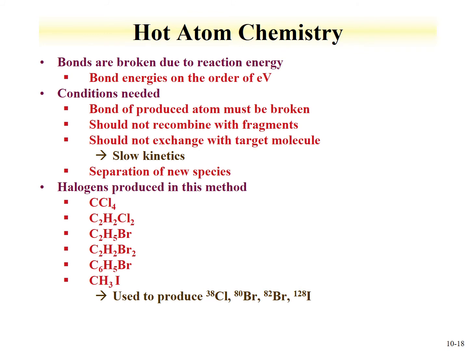And then once the bonds are broken, they shouldn't recombine with fragments, and there should not be exchange with the target molecule. The kinetics of exchange should be slow. So again, with the example with the iodine, the produced iodine-128 should not exchange with the iodine-127 on the ethyl iodide. And there should be a reasonable route to separate the new species. Halogens have been produced with this method, as one we described on the previous page, and these isotopes listed here have been produced.